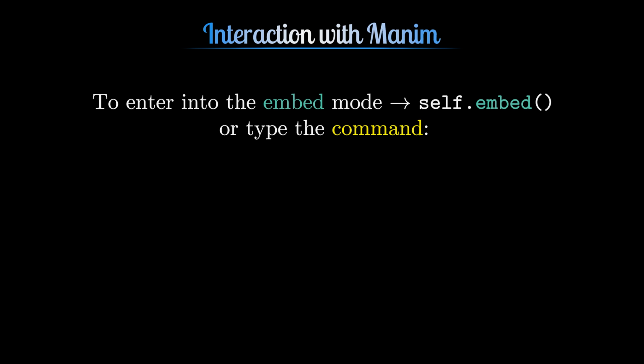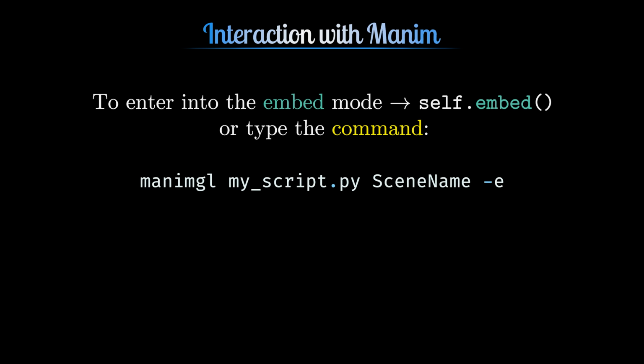To facilitate such interaction, we need to enable the embed mode. This can be done using the embed function or the -e flag in the command line. This command initiates the interactivity with the Pyglet window and opens an IPython console as well.